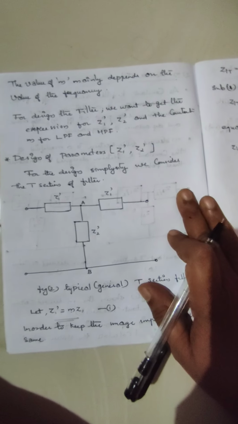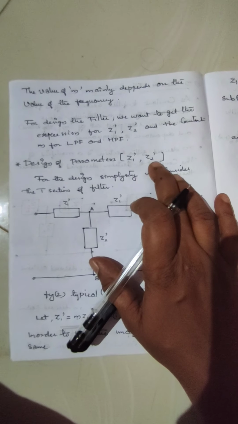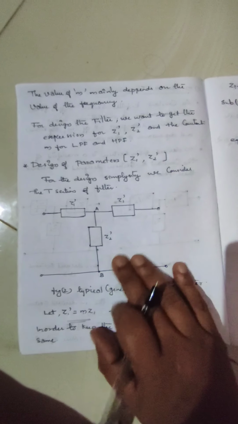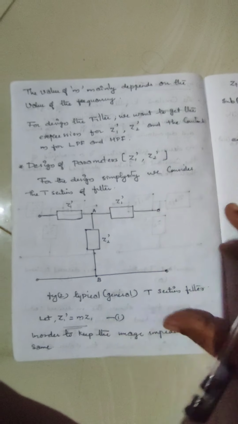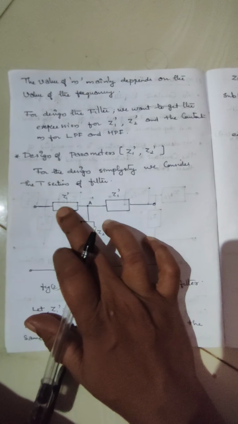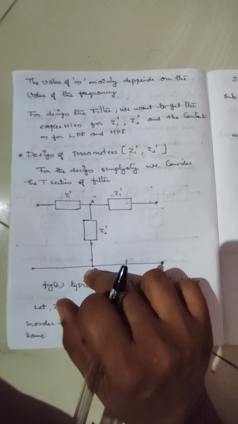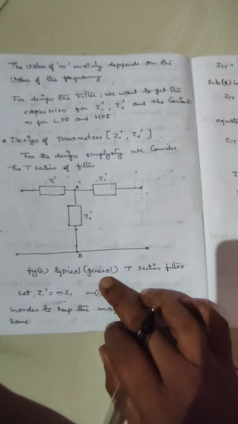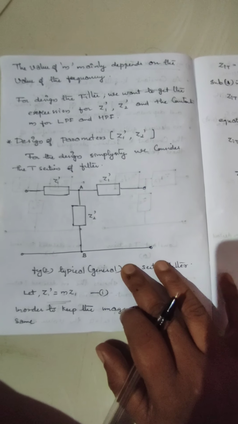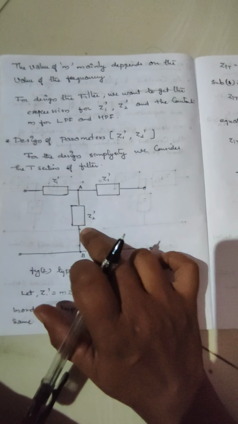Okay, so for designing the values of z1 dash and z2 dash, here I considered mainly the T section filter because it is simple as compared with the pi section. Here the series component I mentioned is z1 dash, and the parallel component is z2 dash. So this is a typical or general T section filter. Let's find out the values of z1 dash and z2 dash.